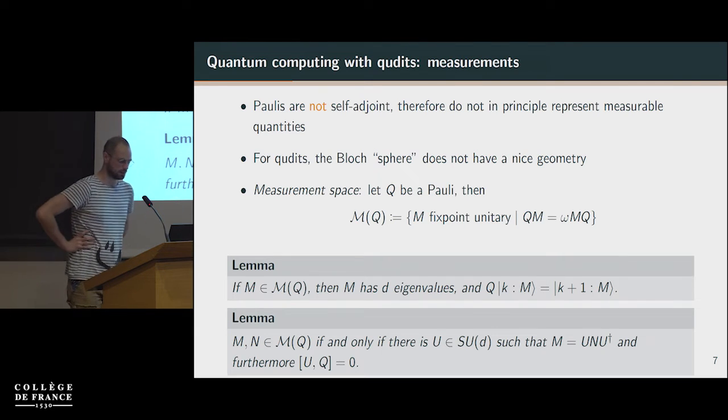And secondly, the other key implication is that any two measurements in the measurement space of Q are related by a special unitary here, u, which furthermore commutes with Q. And what that means is that if I fix a reference axis for each measurement space, then I can identify each measurement in that measurement space simply by the angles of the special unitary rotation with reference to that axis. And so that allows us to parameterize all of our measurements by a set of angles.